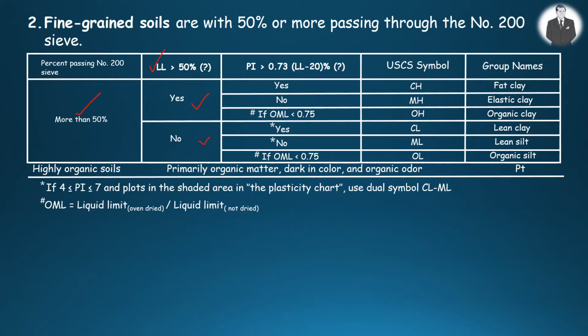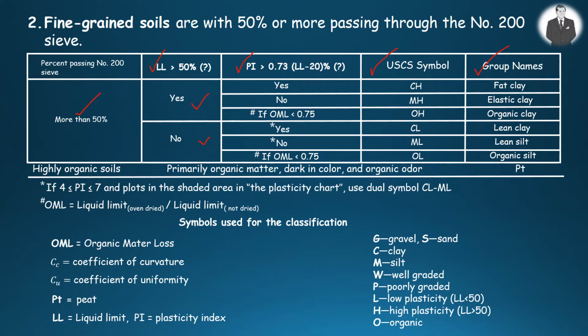The A line is an arbitrary division between clays and silts given in the plasticity chart. As I said earlier, don't worry about the unknowns. They will be clear on the following pages. Now, here, depending on your choice, you need to move to the fourth column to choose the symbol to represent your soil with the group names explained in the final column.